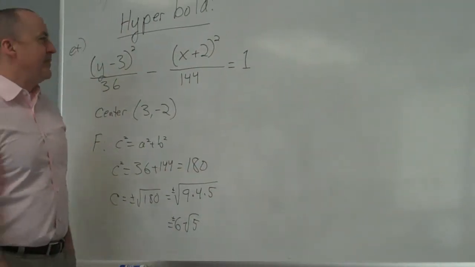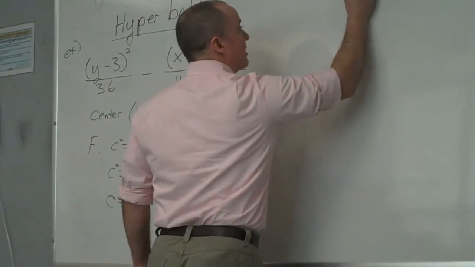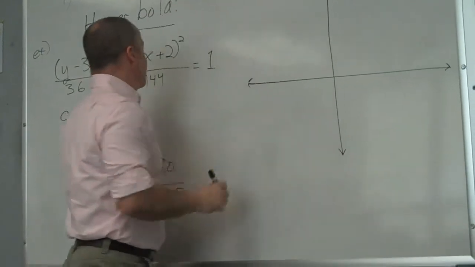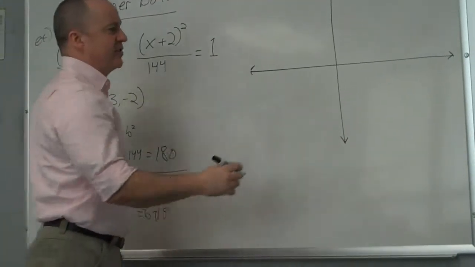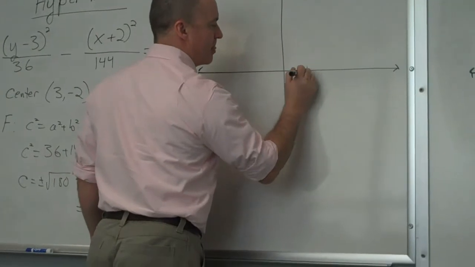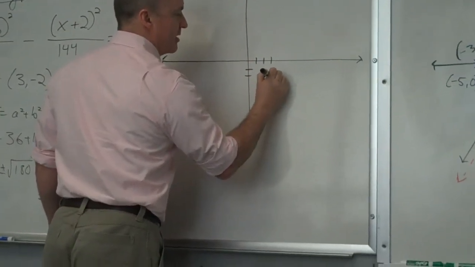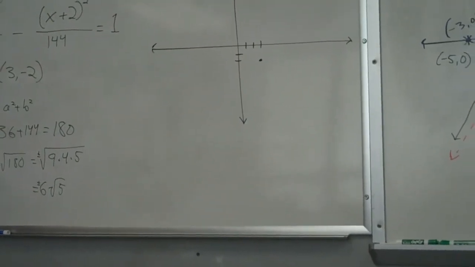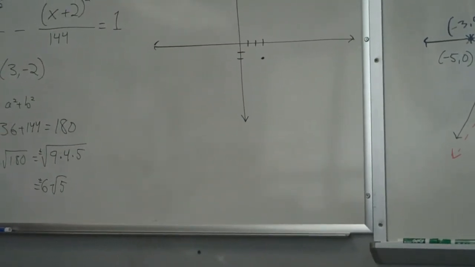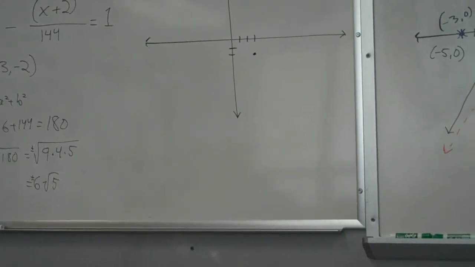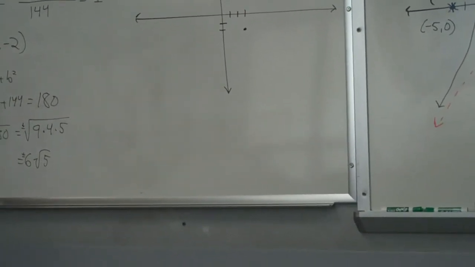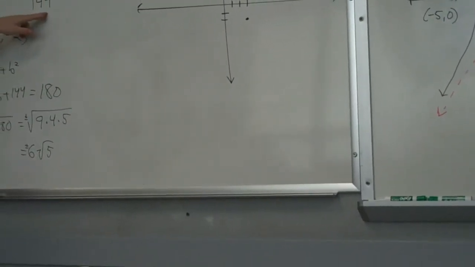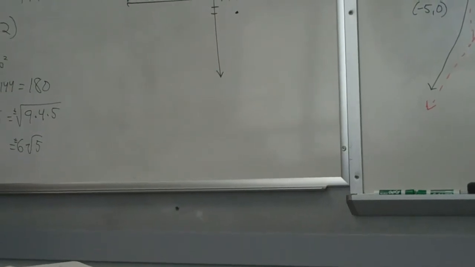Okay, now, where's the center I said? 3, negative 2. There's my center. My A and my B. Okay, now, in this case, the role of A and B you have to be careful with here. I don't always label them the same way, because what I want you to remember is the one that determines how far you go left and right is under the x. The one that determines how far you go up and down is under the y.